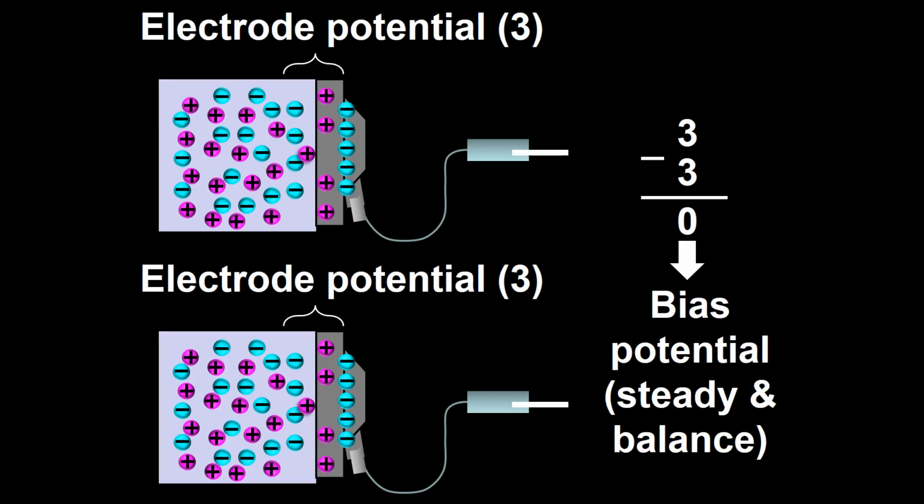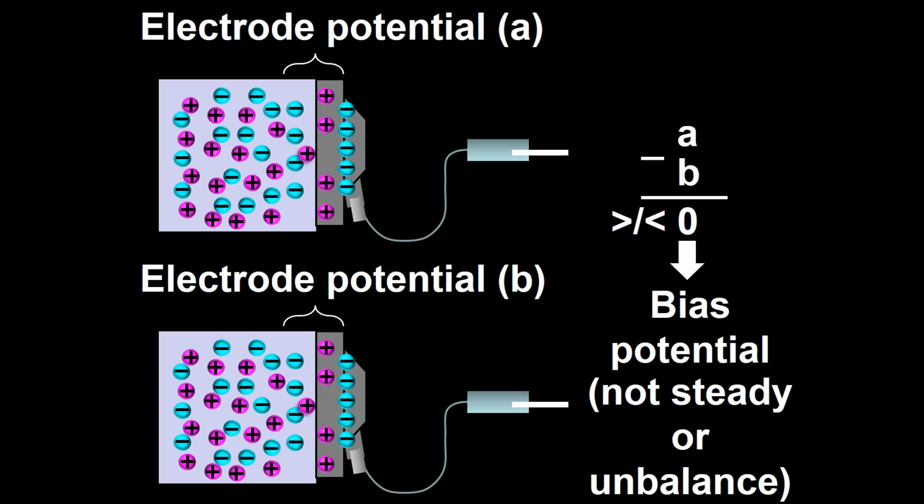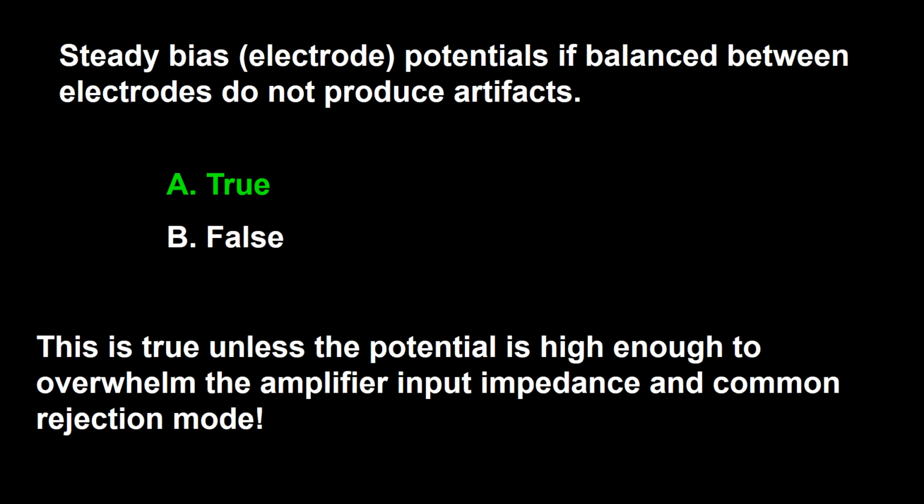So if the electrode potentials are steady within each electrode and balanced among all electrodes, that is, if the bias potentials are steady and balanced, they will not produce an artifact. On the other hand, if the subtraction does not yield 0, but any other positive or negative number, then the bias potential is unsteady, unbalanced, or both, and they are likely to produce artifacts. So the answer to this question is A, but it is important to recognize that if the steady and balanced bias potentials are very high, they may overwhelm the amplifier impedance and common mode rejection of the EEG equipment, and artifacts will be produced in such an event.